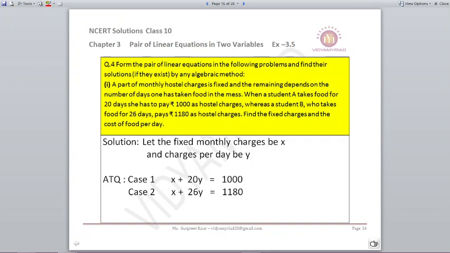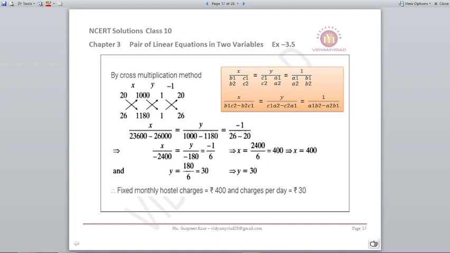So let us assume the fixed monthly charges as x and the extra charges per day be y. For case number 1, they are telling us x plus 20y is equal to 1000, and case 2 they are telling us x plus 26y is equal to 1180. Now for this also I am using cross multiplication method. You can use substitution method, you can use elimination method, but I am doing cross multiplication for more practice since it is a new method.